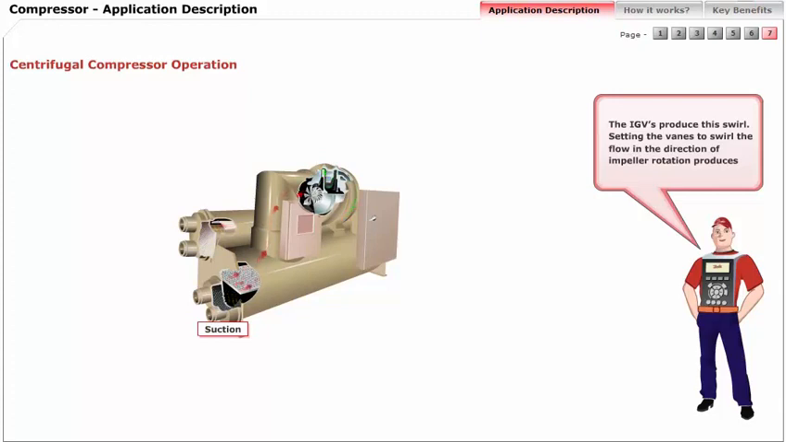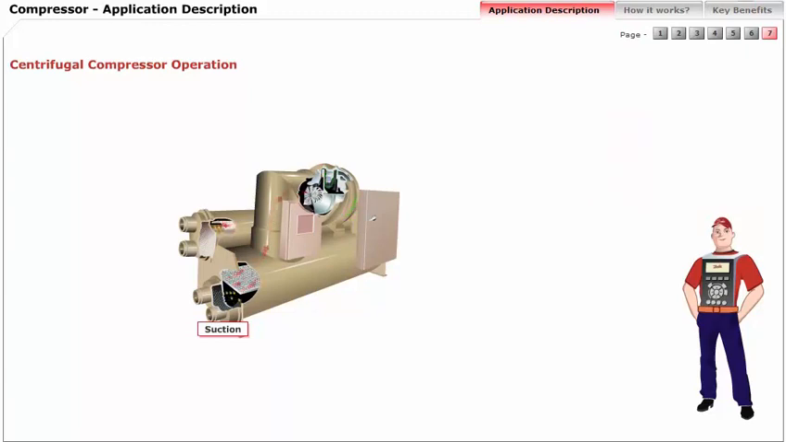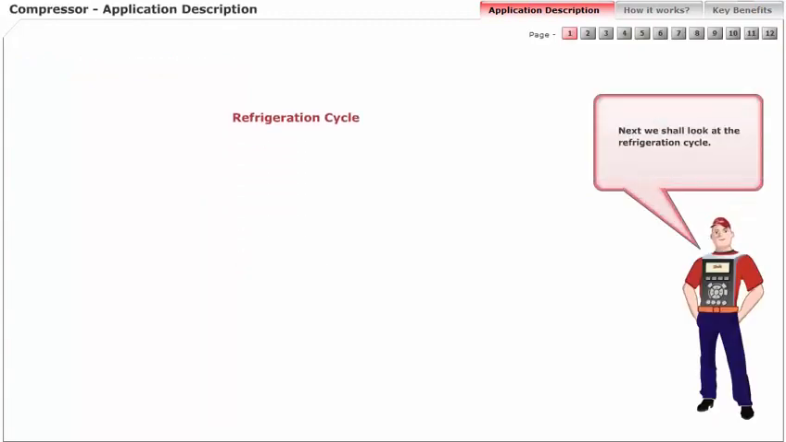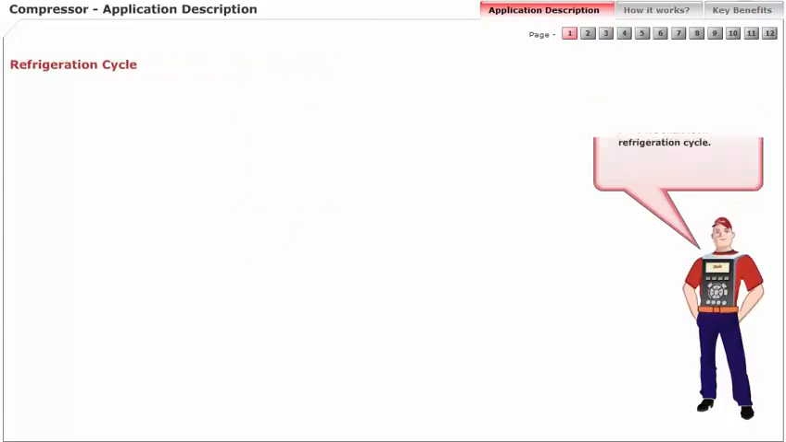Setting the vanes to swirl the flow in the direction of impeller rotation produces a near-constant compressor performance curve without a change in speed. Controlled positioning of the vanes can be done using pneumatic, electric, or hydraulic actuators. Next, we shall look at the refrigeration cycle.